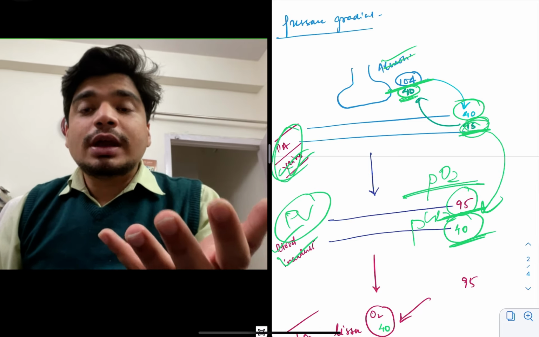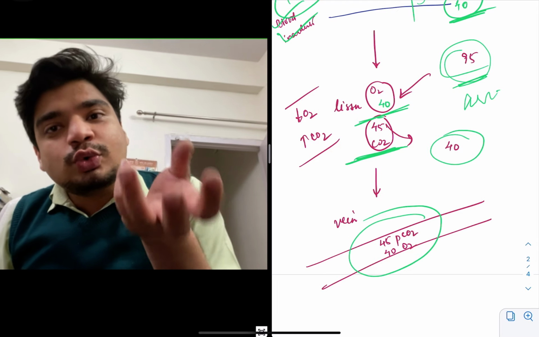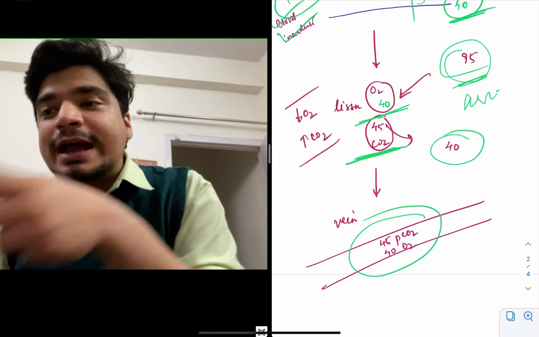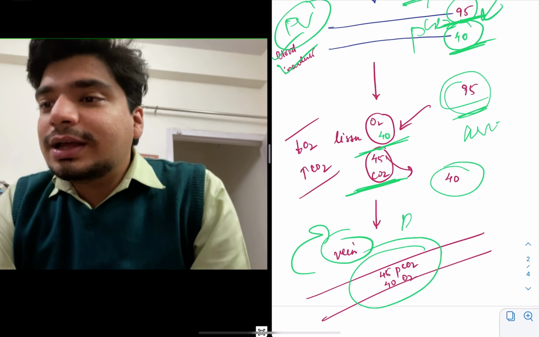And the carbon dioxide that they have generated, that has resulted in a partial pressure of 45, will then move out. Where will it move out? It will move out into the arteries, and by the time it comes into the vein, the PCO2 again will rise to 45 and PO2 will decrease to 40. Right? And these veins will go to the right side of the heart.